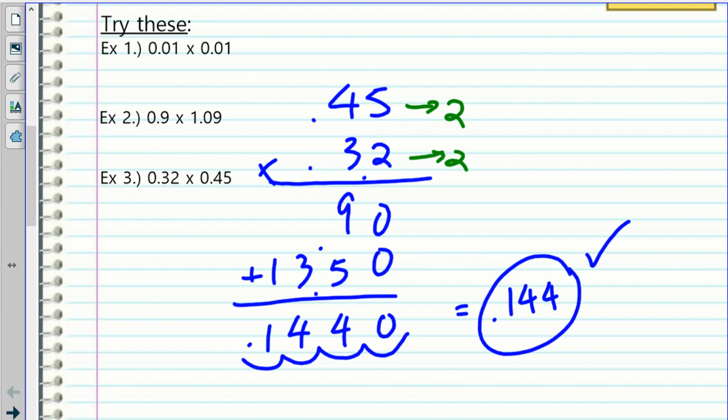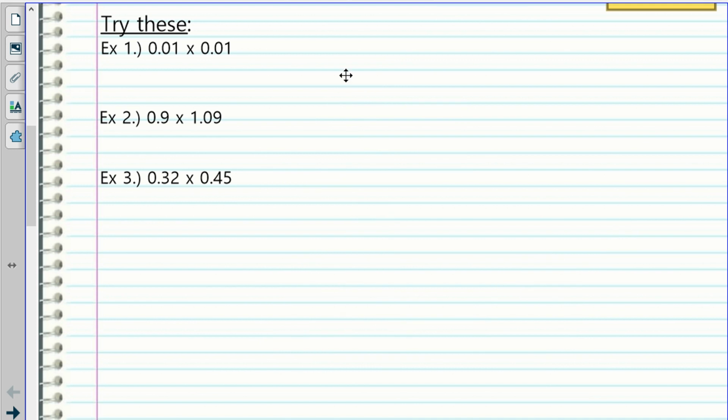Okay, so yeah, I think that's it. All right, so hopefully this was able to help you review or learn how to multiply decimals and most importantly, counting the decimal places.